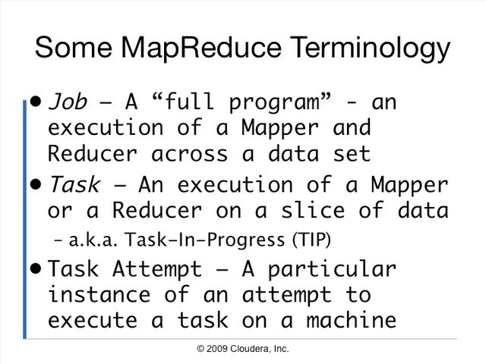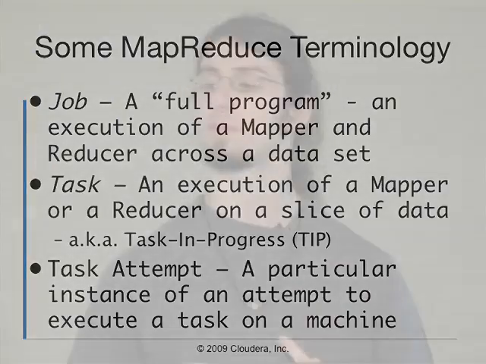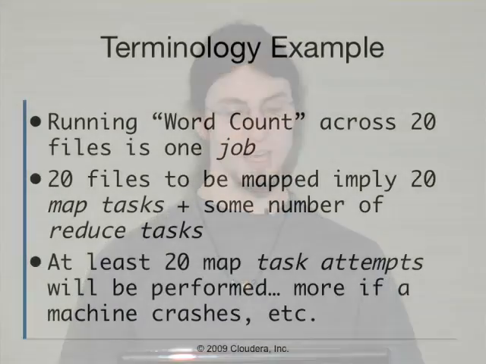A task might mean reading this particular input file, and if the mapper over that input file crashes halfway through, then it's going to restart that task, possibly on a different machine. And so it's the same task, but a different task attempt. I think systems like Condor or others actually might use these terms inverted, but this is the nomenclature that we're working with. Word count on 20 files, one job.